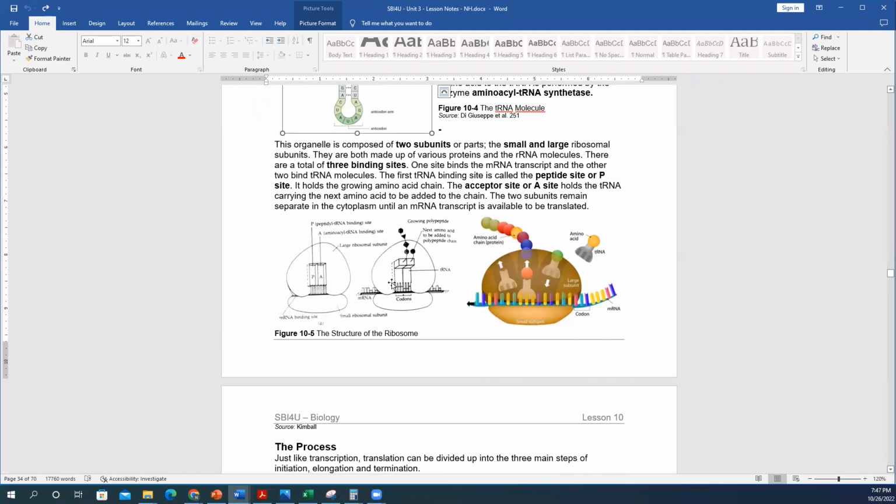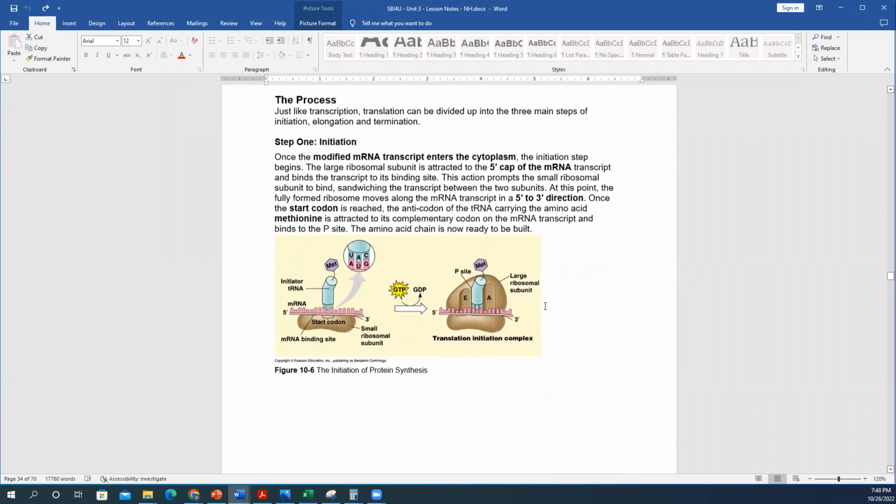It has 2 subunits, the small and the large subunits, and they are made up of various proteins and also the rRNA molecule. And they have these binding sites on them. There's the P site, or the peptide binding site, and then there's also the A site, or the acceptor site.